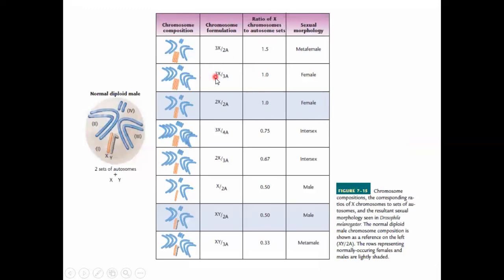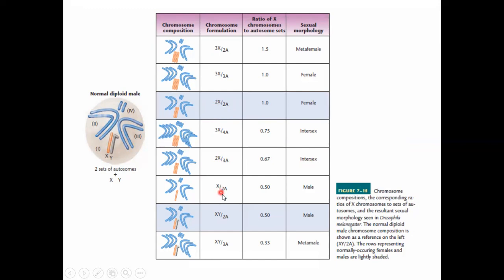Similarly, if the number of X chromosomes is 3 and autosomal sets are also 3, the ratio is 1. 3 by 3 is equal to 1, and the sex of the Drosophila is female. Similarly, if 2 X are present along with 2 autosomal sets, the ratio is 1. That will also form a female. When 3 X are present along with 4 autosomal sets, the ratio is 0.75. That will form an intersex. And if 2 X chromosomes are present along with 3 autosomal sets, then the ratio is 0.67, 2 divided by 3. So the answer is intersex.